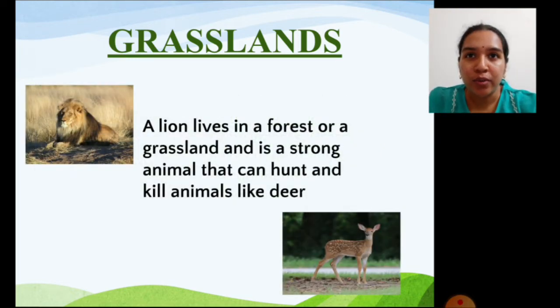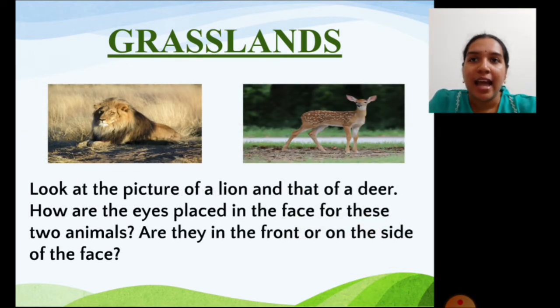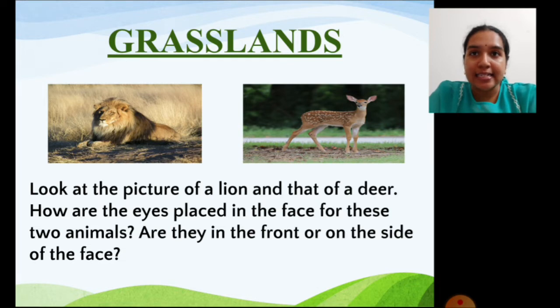You all know the king of the forest is a lion. But a lion's major habitat is a grassland. And it is a huge wild animal that is strong enough to kill animals like a deer. As we consider the examples of animals living in a grassland like lion and deer, let us discuss their features.